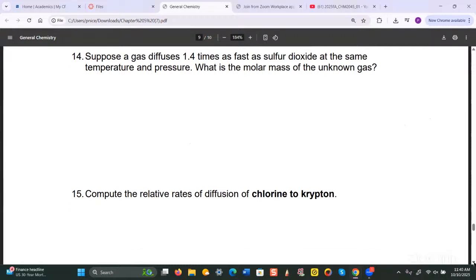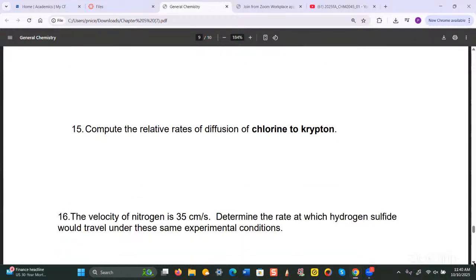Okay, so the next question is asking you to calculate the relative rates of diffusion of chlorine to krypton, right? So basically what the question is asking you to do is to determine this expression here: rate of effusion of chlorine divided by rate of effusion of krypton. So that would be equal to the square root of the molar mass of krypton divided by the molar mass of chlorine.